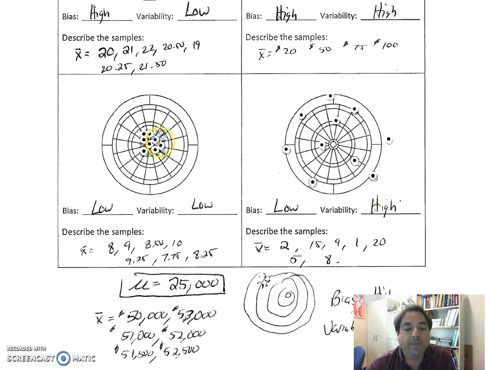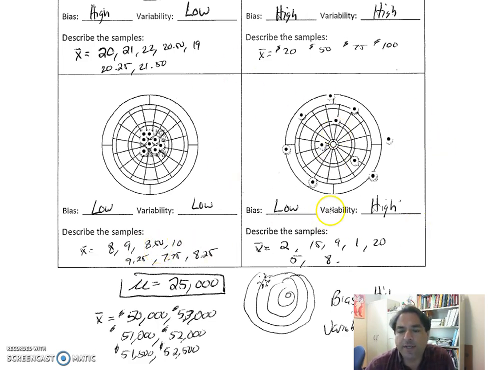Here, the true population mean is in the center, and the samples are all around it. The samples are close to the population mean, so we have low bias. And looking at the samples, they're close to each other, so we have low variability. So this would be an example of $8, $9, $8.50, $10. They're close to the 8, and they're close to each other.